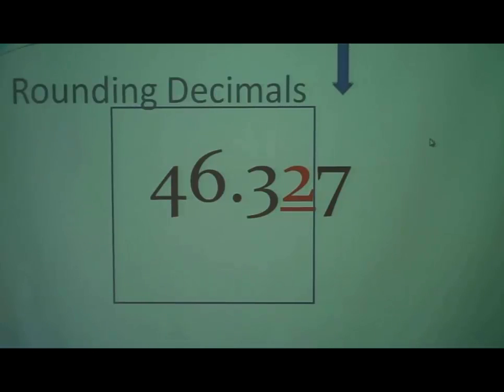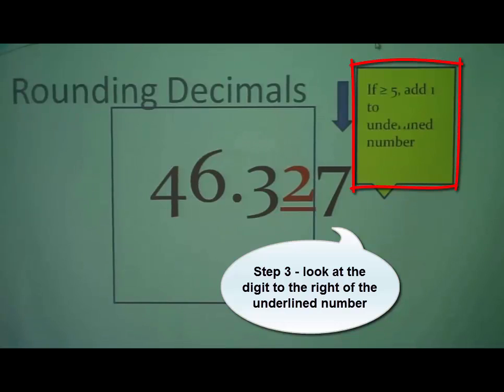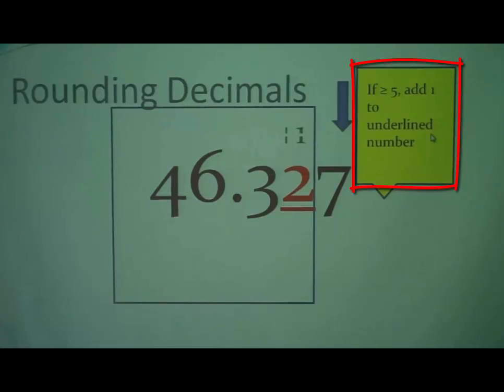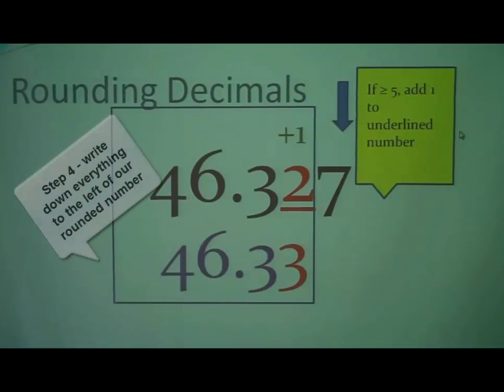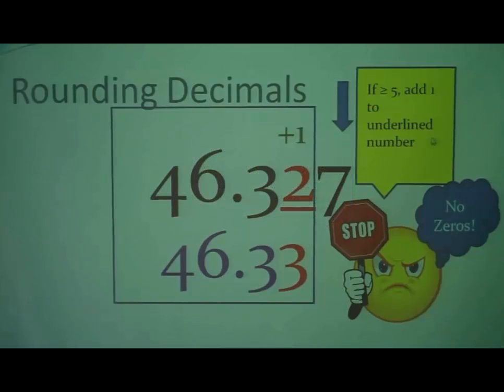Look at the digit to the right. Notice it's a 7, which is greater than or equal to 5. So we're going to add 1 to the underlined number. That's going to turn our 2 into a 3. The next step, copy everything to the left down and stop. No zeros. Do not write outside of the box. Let's try another one.